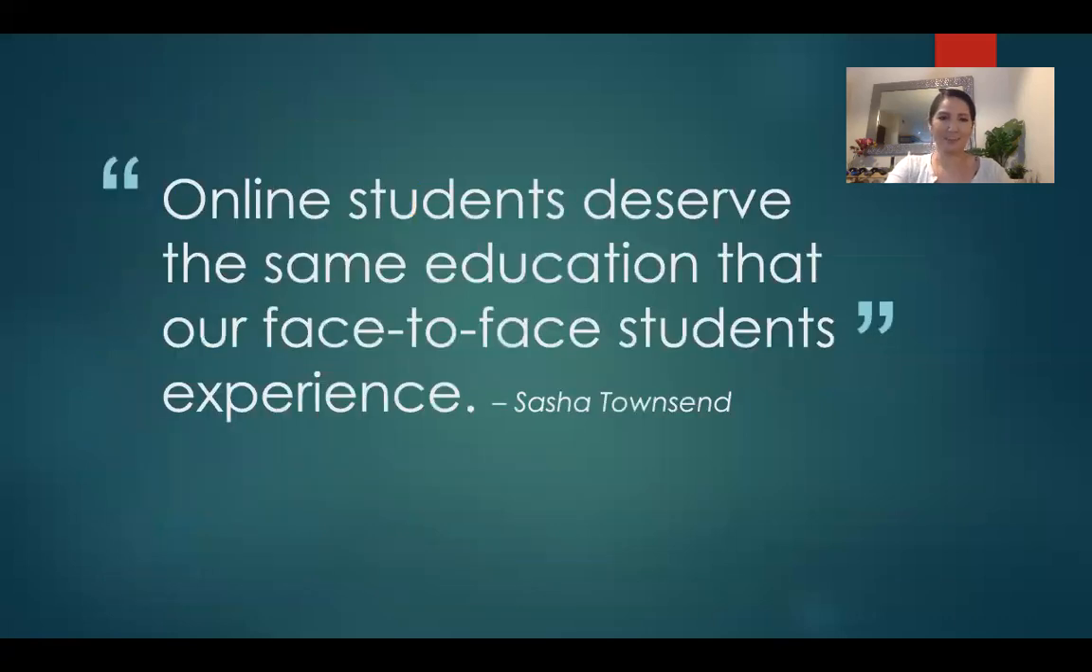And this is really what it's based on. It's based on this idea, like I'm quoting myself. Forgive me if that seems arrogant. Even looking at my self-quote, I'm like, oh man, I don't know if that was a good choice there. But this is what it's based on. This idea that online students deserve the same education that our face-to-face students experience.